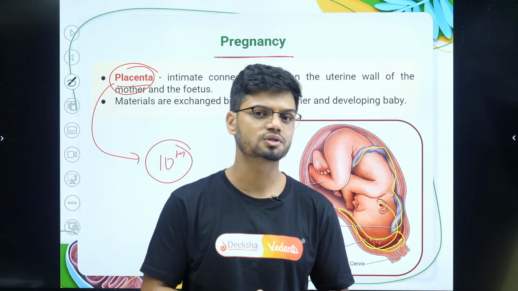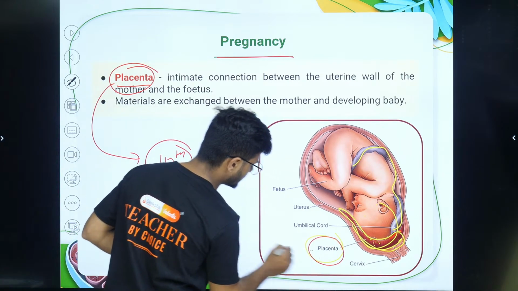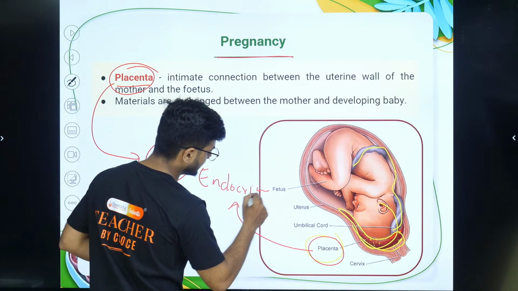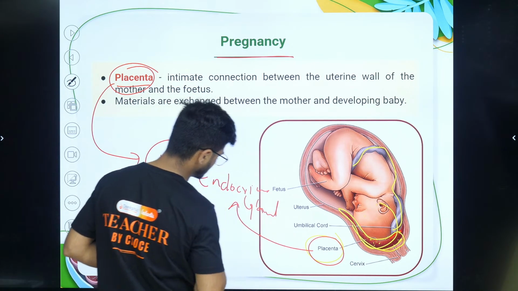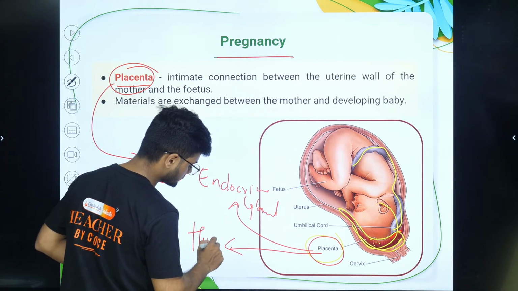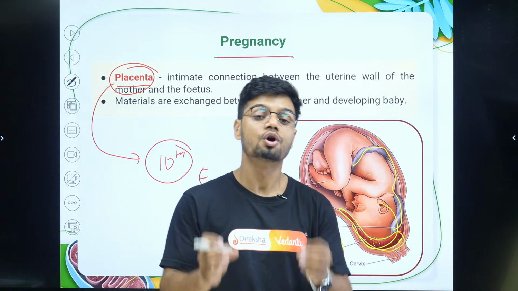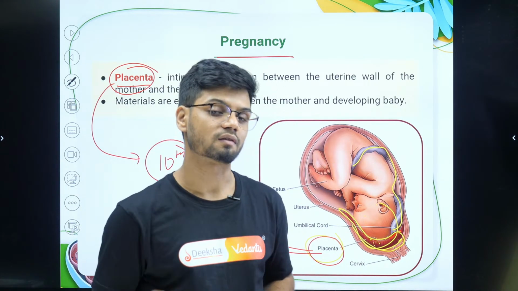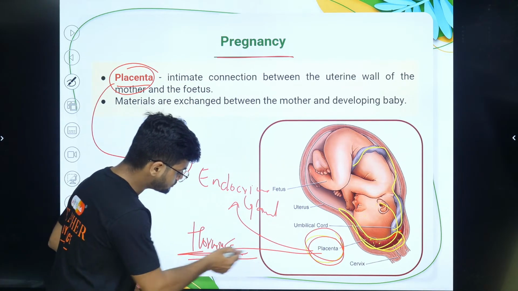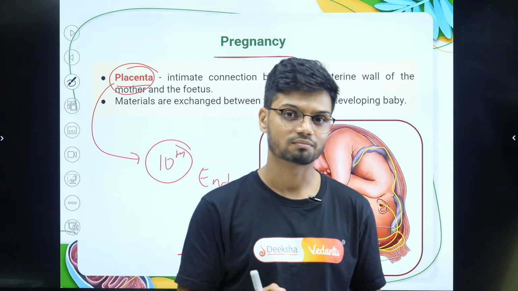Now one more extra information here is, the placenta acts as an endocrine gland. It acts as an endocrine gland, and the placenta produces what? Placenta produces hormones, and these hormones are produced only during the pregnancy. Very important. What does the placenta do? It produces hormones, and these hormones are present only during the pregnancy. Clear?